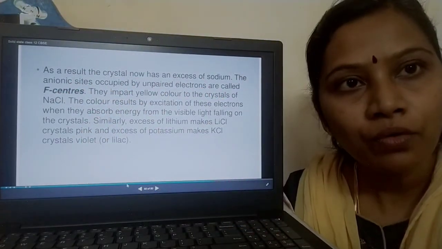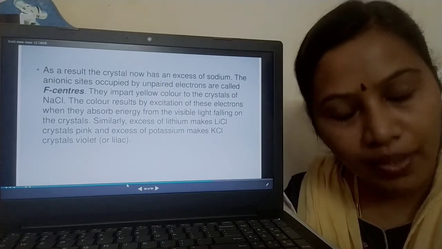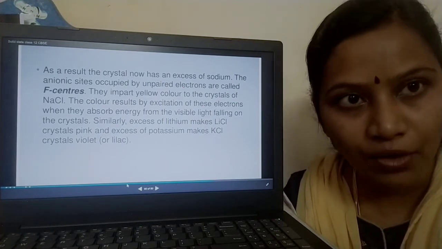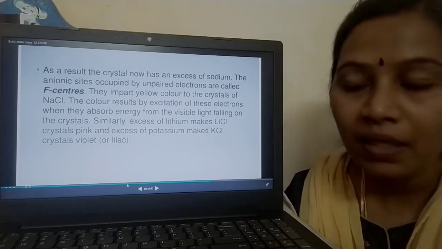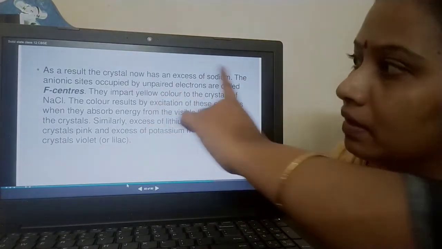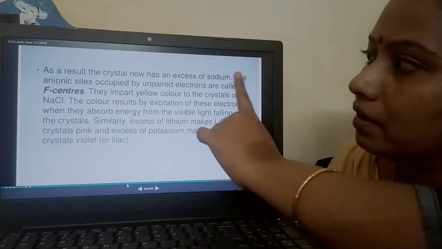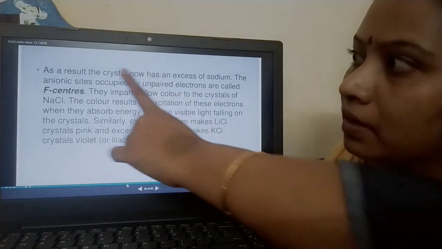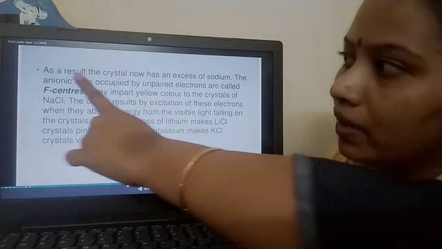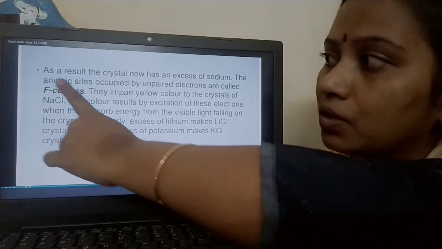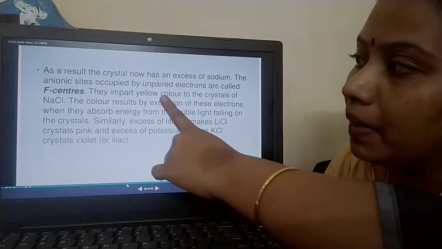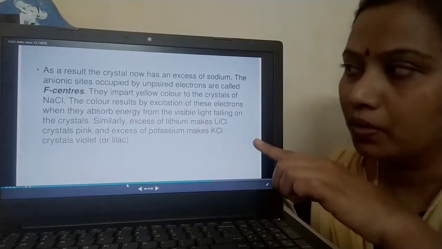So I have told you the sodium atom is converted to Na plus ion plus an electron. This unpaired electron is diffusing into the crystal, and the anionic site occupied by the unpaired electron is called an F center. What is the role of this F center? This will be imparting a yellow color to the crystal of sodium chloride.